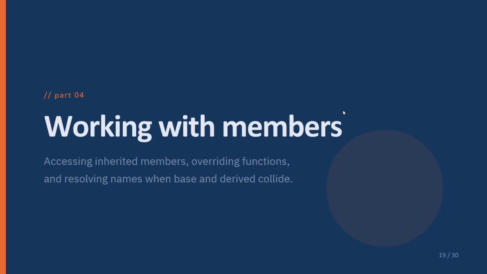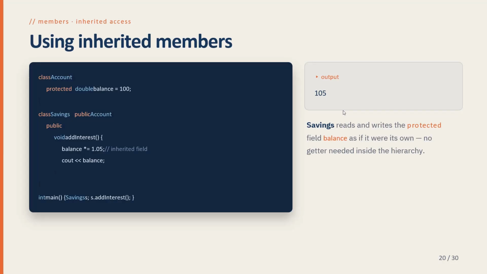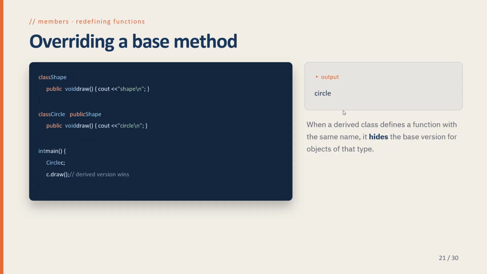So, accessing the inherited members: a derived class can use inherited members according to their accessibility. For example, suppose Account has a protected data member called balance. A class called Savings can inherit from Account. Inside Savings, we can directly access the inherited balance. Next comes function overriding.